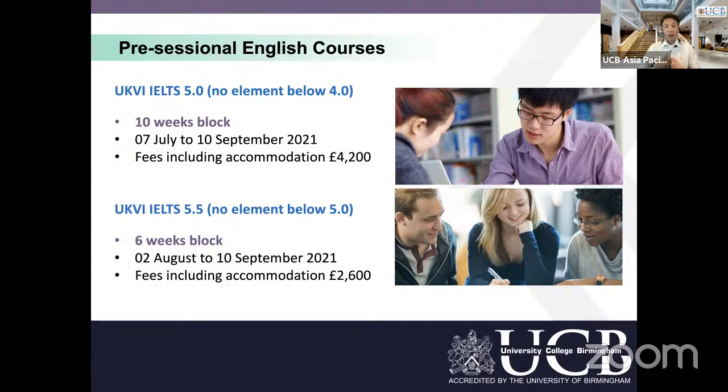accommodation. For those students who are just 0.5 less and want to bring it up to 6, you can go for our 6 weeks block, which starts from 2nd of August and ends on 10th of September. The fee is just £2,600 inclusive of accommodation.